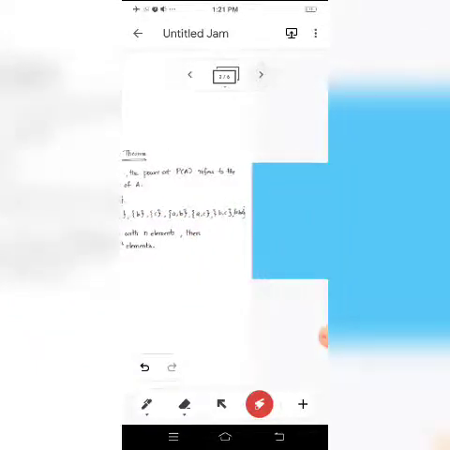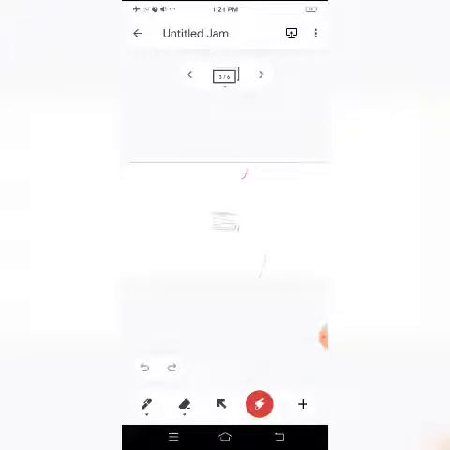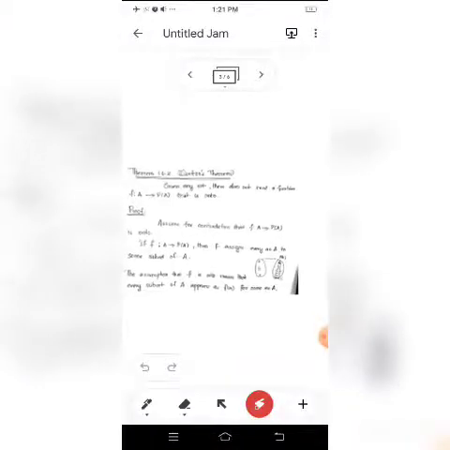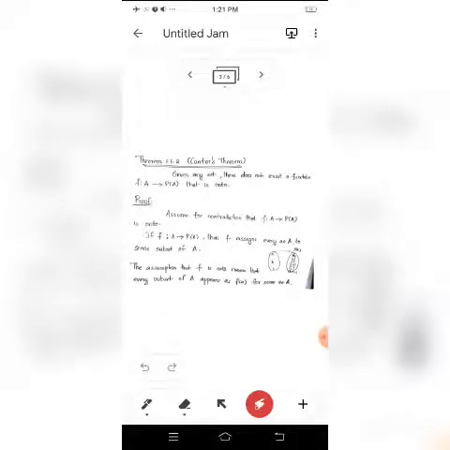Now we come to Cantor's theorem. What is Cantor's theorem? Cantor's theorem states that given any set A, there does not exist a function f from A to P of A that is onto.